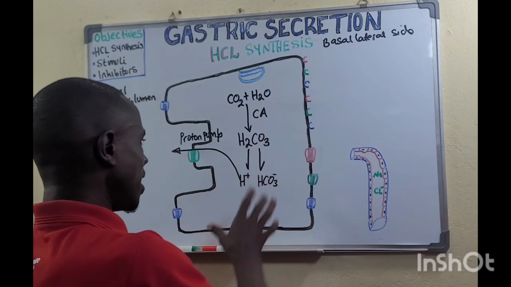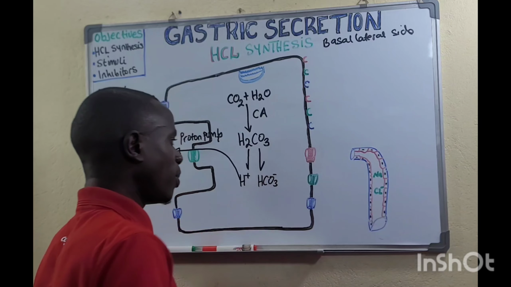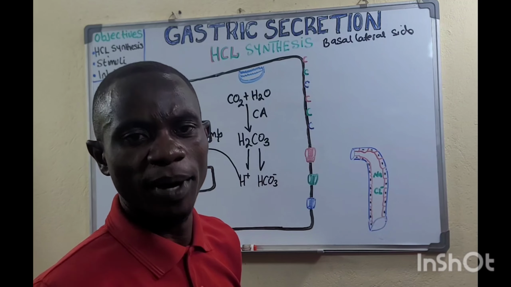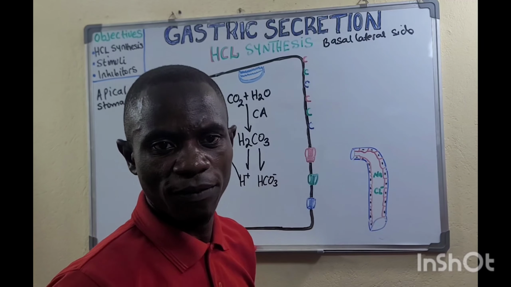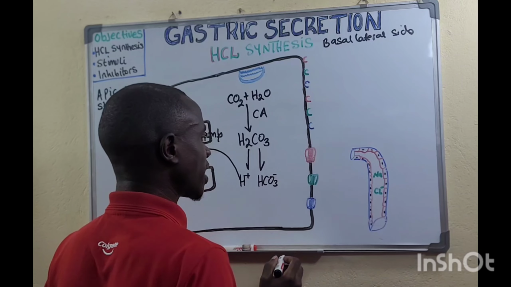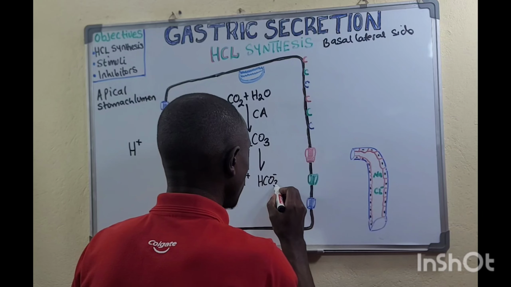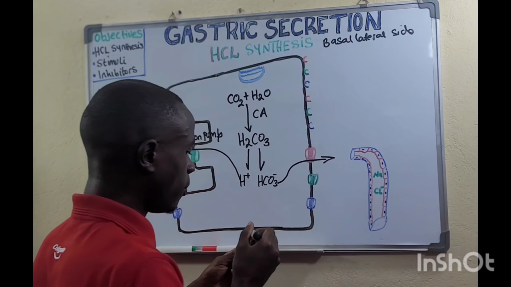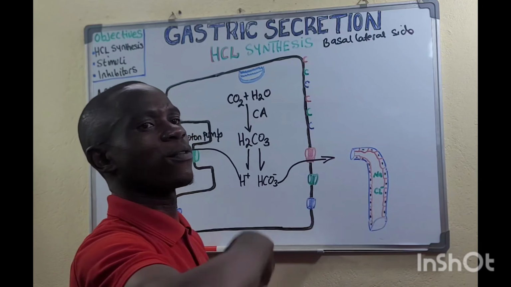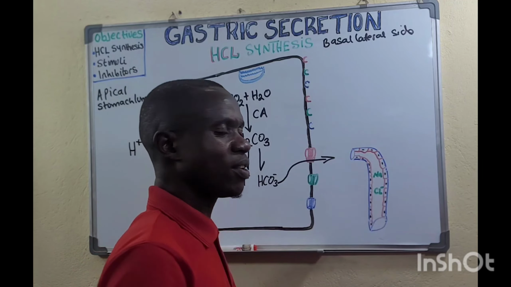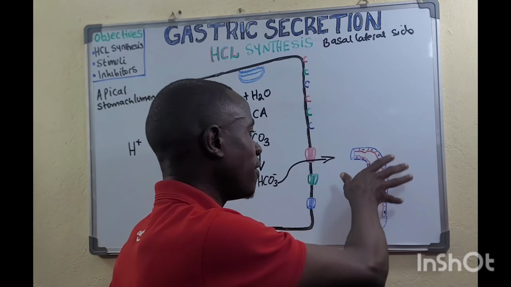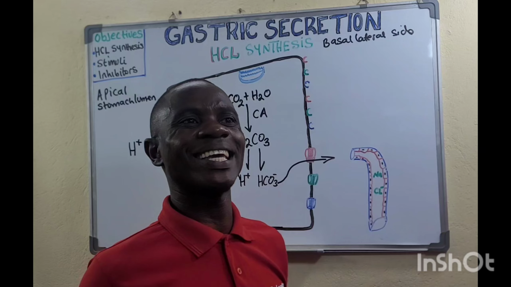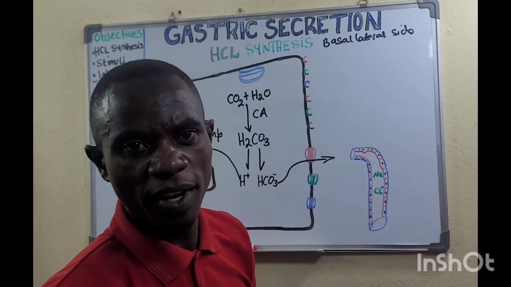Now, the bicarbonate which has been formed here is going to leave the parietal cell into the extracellular fluid, using this channel. This channel allows the outward movement of bicarbonate into the extracellular fluid, from where it enters this blood vessel. This blood vessel drains blood from the stomach and takes it to the portal vein, then to the liver.